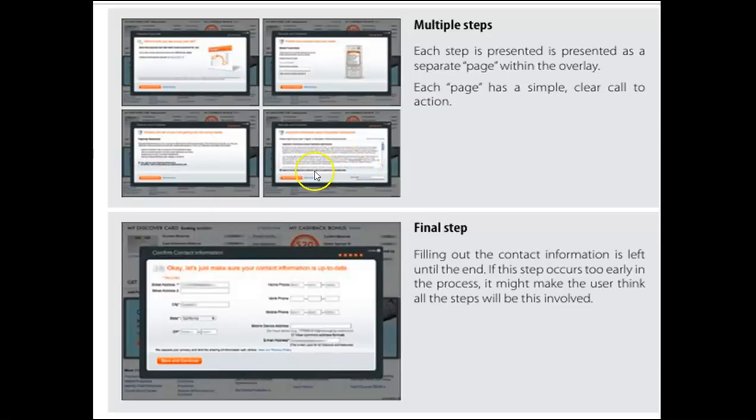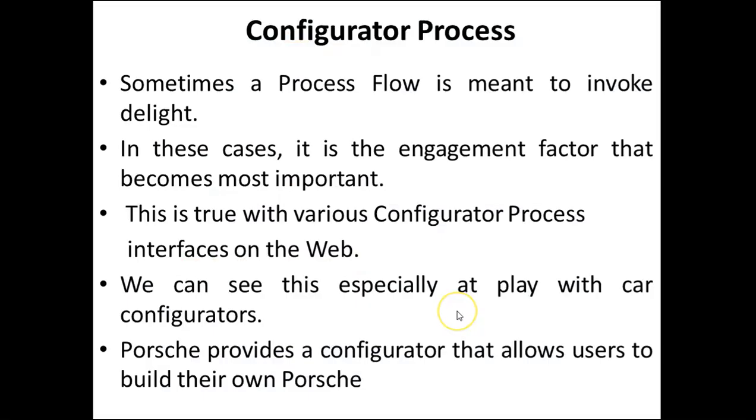Here we have the multi-page and final step. In the multi-step flow, each step is presented as a separate page within the overlay. Each page has a simple, clear call to action. The final step, filling out the contact information, is left until the end. If this step occurs too early in the process, it might make the user think all steps will be this involved.